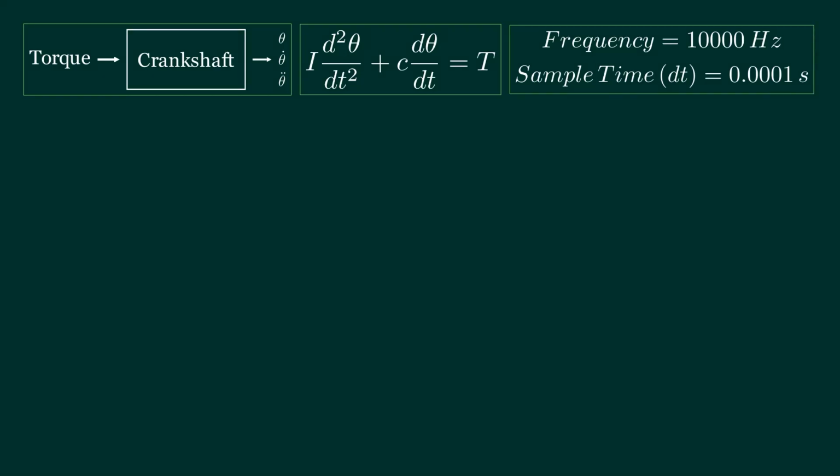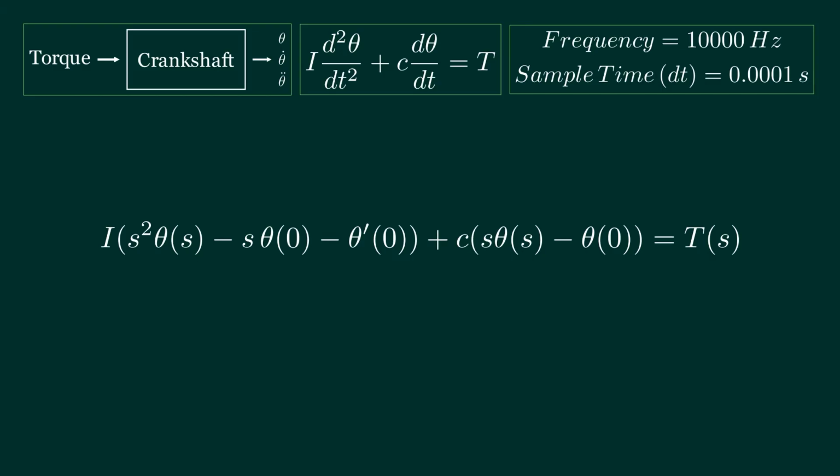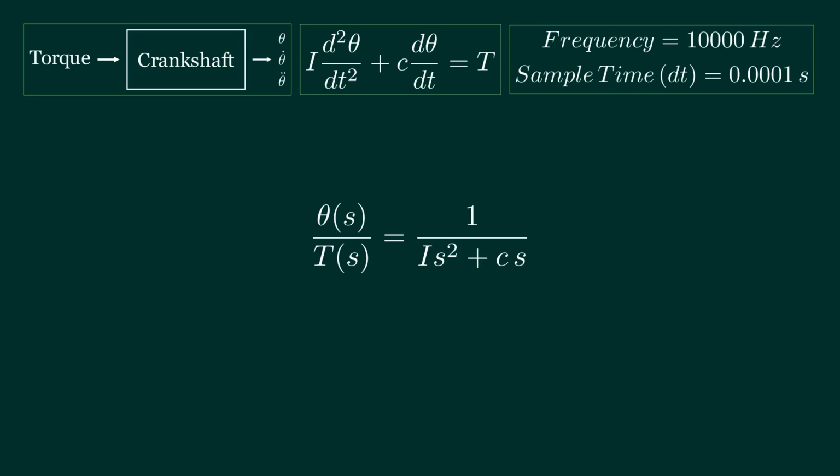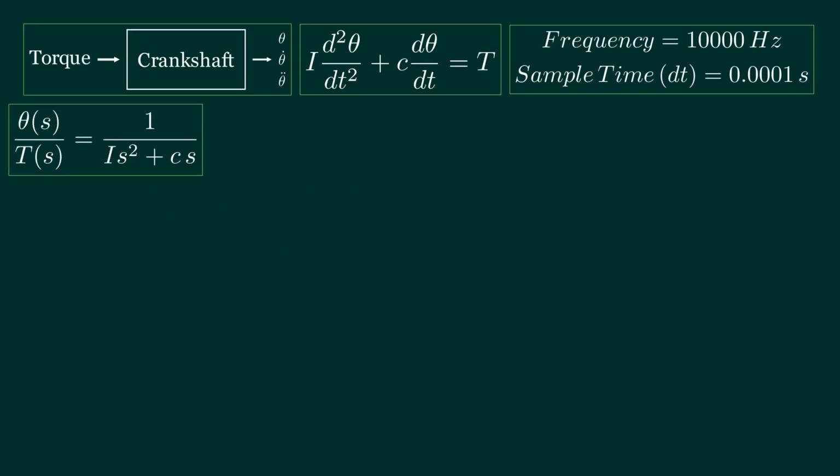Alright, after this point, we have a bunch of methods to solve that equation. I'm going to show you how to solve it with two of my favorites. The first one is using a discrete transfer function. We will start with the Laplace transform. In our case, the crankshaft will start rotating from a stationary condition, so this difference will be 0. Then we rearrange the equation to get theta(s) divided by T(s). Perfect. Now we have our continuous time transfer function.